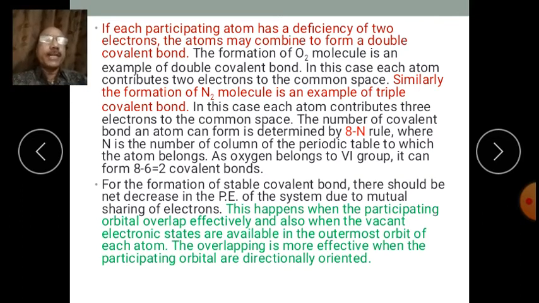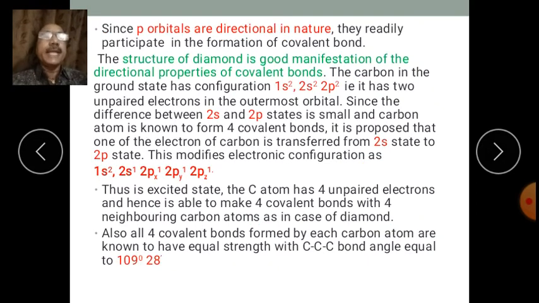This happens when the participating orbitals overlap effectively, and also when vacant electronic states are available in the outermost orbit of each atom. The overlapping is more effective when the participating orbitals are directionally oriented. Let us see an example.